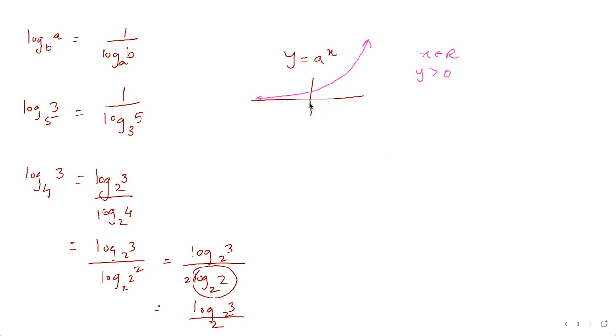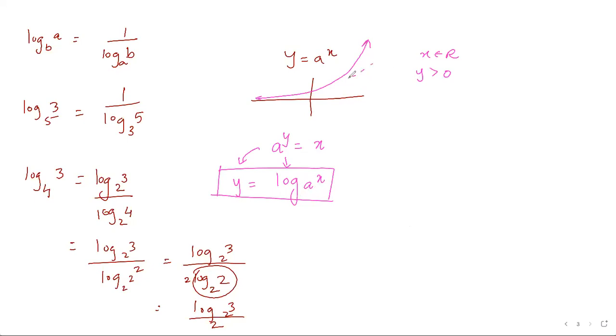Now, let us find the inverse of this function. For the inverse, we know that you interchange x with y and make y the subject of the formula. So if you interchange x with y, we get a to the power y equals x, and you get y equals log of x to the base a. So y is nothing but log of x to the base a, which is like converting an exponent to log form. So log is the inverse of an exponential function a to the power x. If you invert a to the power x, you get log x to the base a.